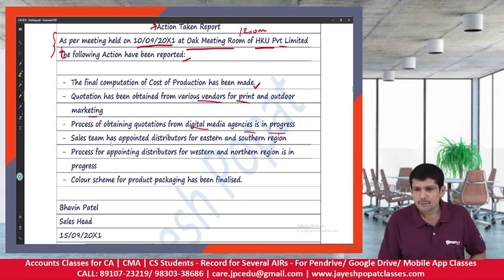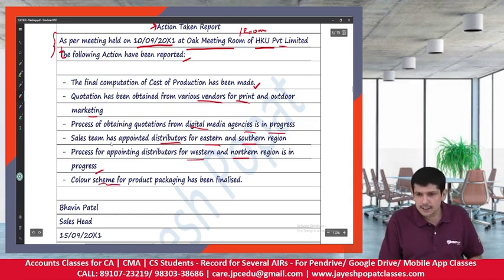Then the sales team has appointed distributors for the eastern and the southern region. The process of appointing distributors for the western and northern region is still in progress. The color scheme of the product packaging has been finalized.